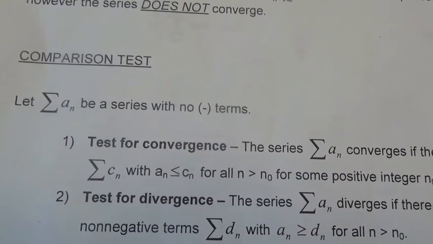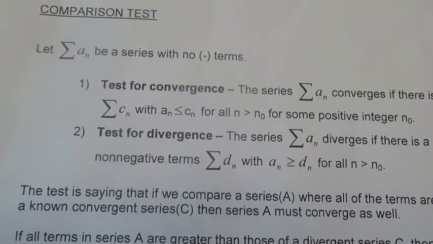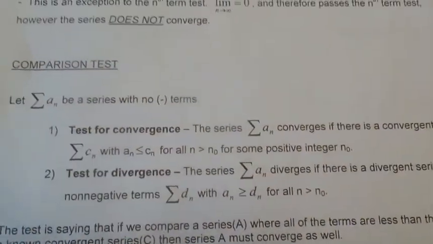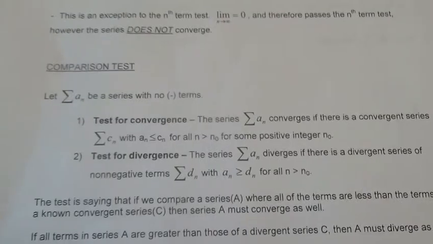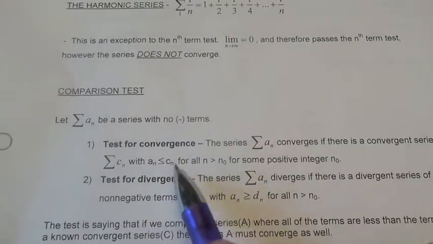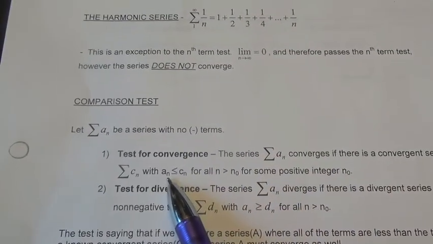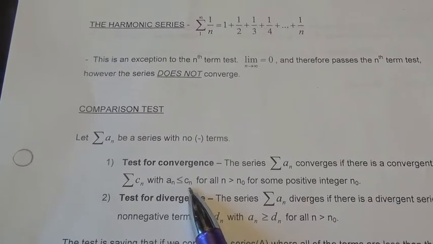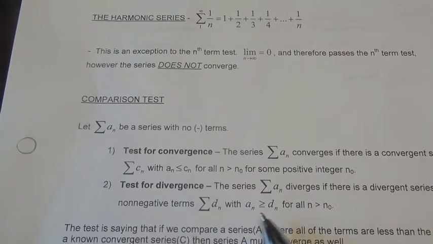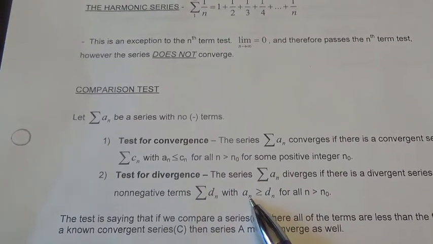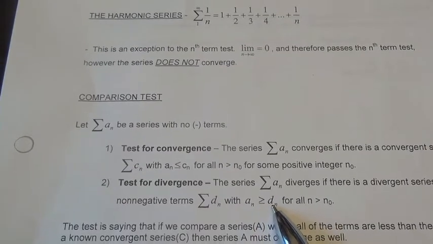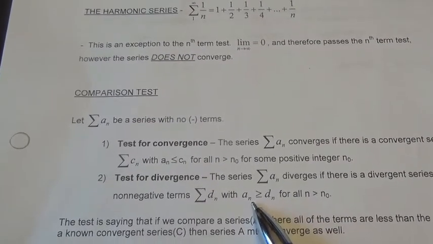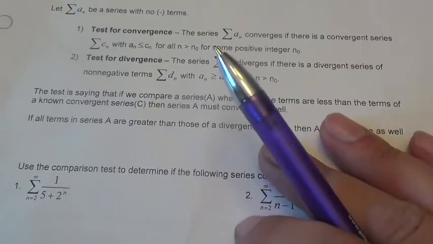Yesterday we did the comparison test, and that's where we're leading off at this point. What the comparison test said, which you have right here, is that as long as the series we are concerned about is less than a convergent series, then our series would converge. And as long as our series is greater than or equal to a divergent series, then our series would have to diverge as well. That's what we were working on.